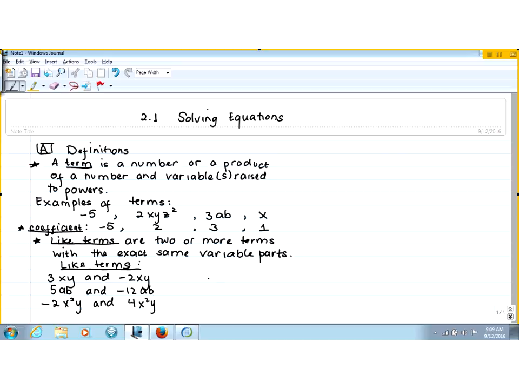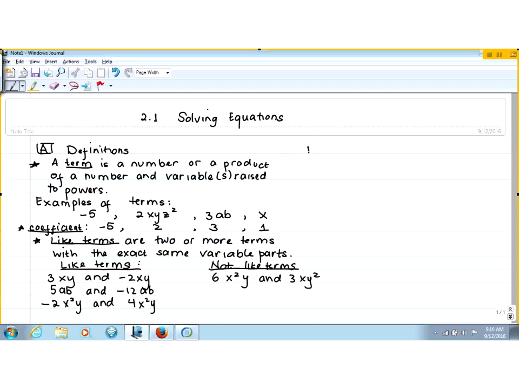Now, what about something like 6x squared y and 3xy squared? Are they like terms? No. So these are not like terms. Why? Because to be like terms, the variable have to be exactly the same, including the powers. Okay. So you guys get the idea, right? We could combine like terms, can we? Yes.